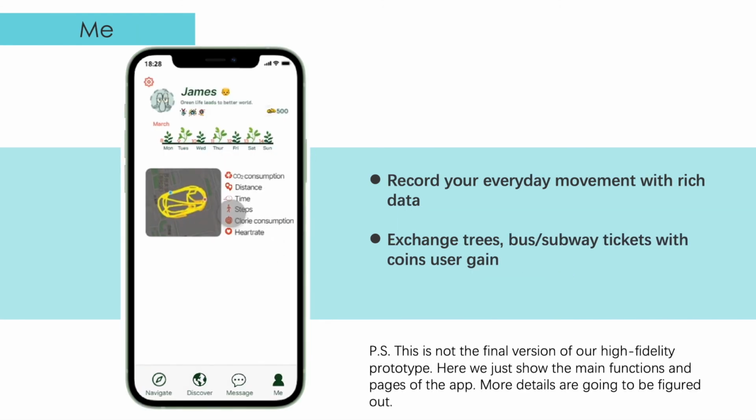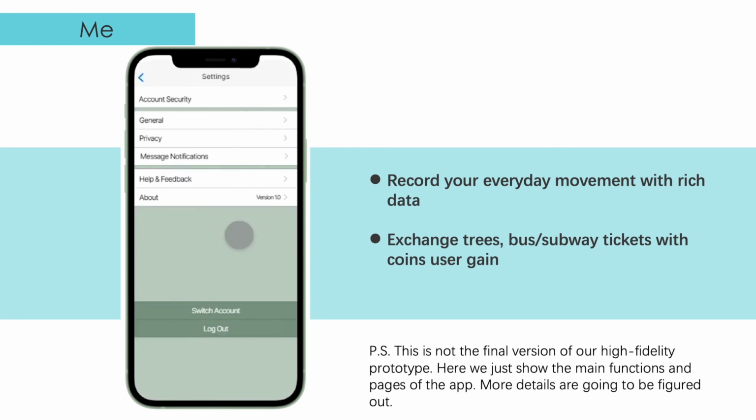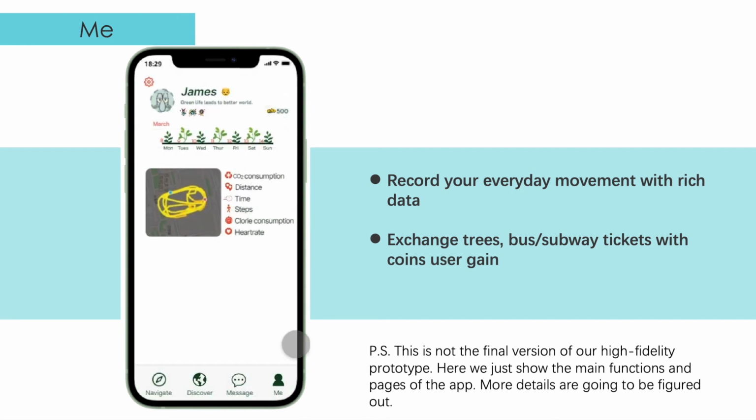On the Me page, it presents users' personal information and journey data. Click on the specific day, users can figure out every journey they made. Meanwhile, app settings and personal profile can be settled here.